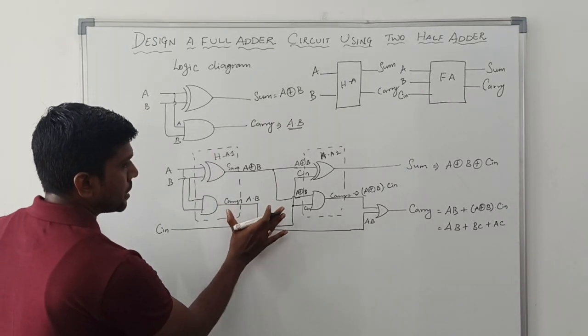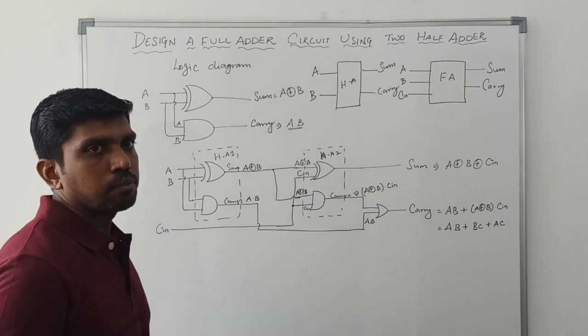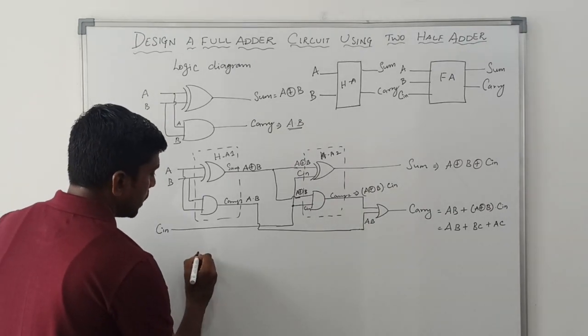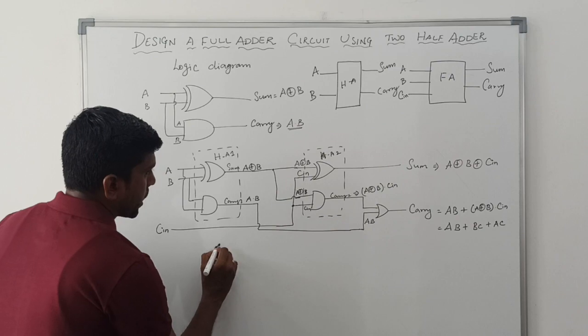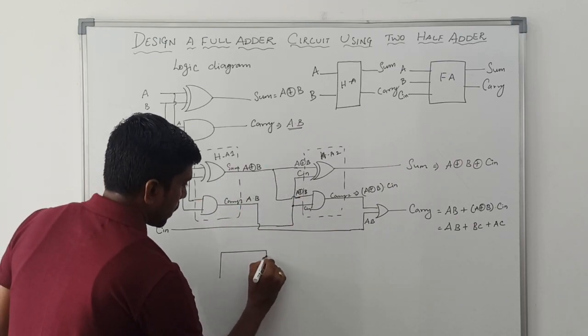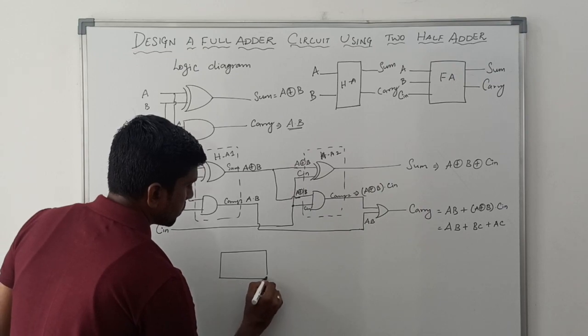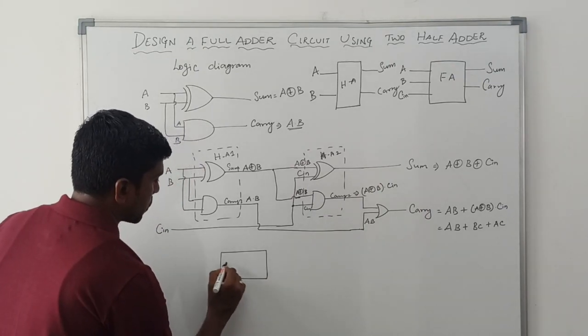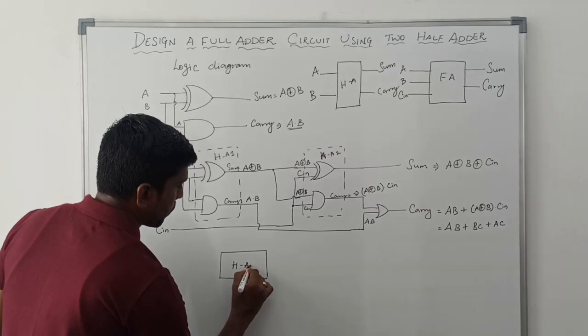Based on this circuit we can write the program. Let me draw the block diagram of this logic circuit. Using this block diagram I am writing the Verilog HDL code. This one represents half adder 1.